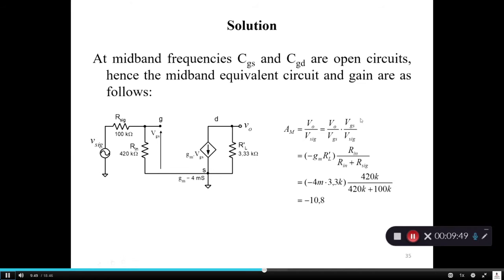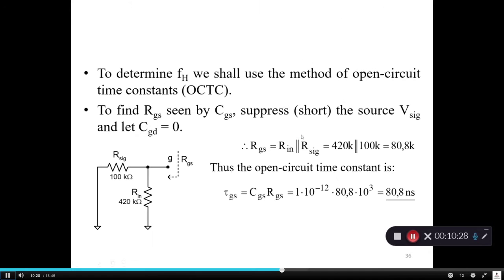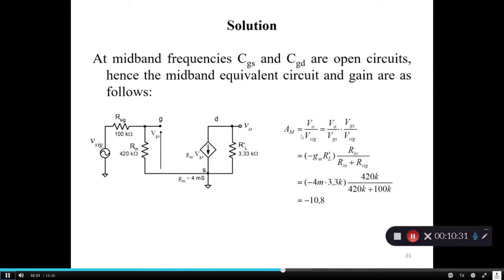Now the gain VGS upon V signal: you remember the potential divider rule which I explained many times in the previous modules. You can use other theory also. VGS upon V signal will be the resistance looking from VGS, R in, divided by the total resistance looking from V signal, R signal plus R in. So the formula is R in divided by R in plus R signal. All the values are given to you, so you can find that AM is minus 10.8. So this first section is done.